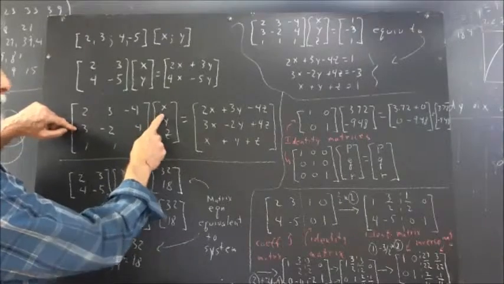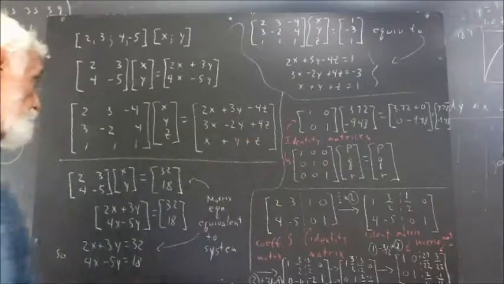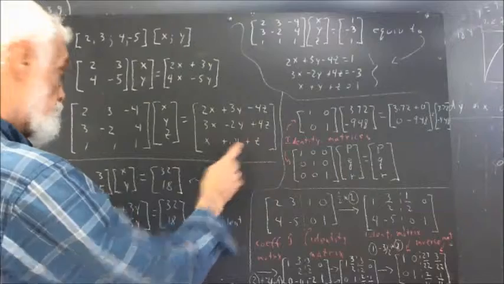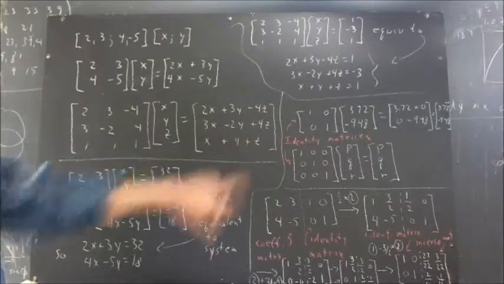3x minus 2y plus 4z. 1, 1, 1 gives us just x, y, z, x plus y plus z. So the product of this matrix and this column is here.